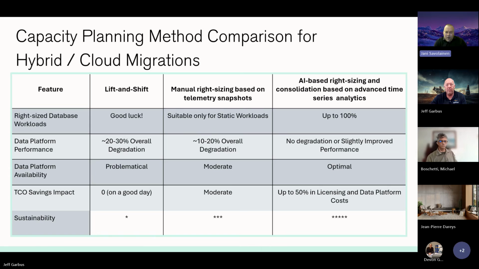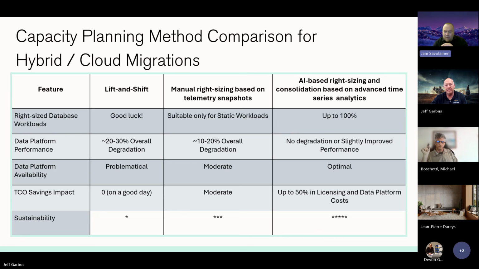Then there is the third option, which is also what SQL governance software is doing. That is AI-based right sizing and consolidation based on advanced time series analytics. Then you get 99 to 100% right-sized database workloads. And why is that? It's because you take 1 to 3 months of data and you have all the seasonality characteristics and trends of that data. And then when you extrapolate that over 1, 2, 3 years and so forth, you can get the exact understanding of that workload.